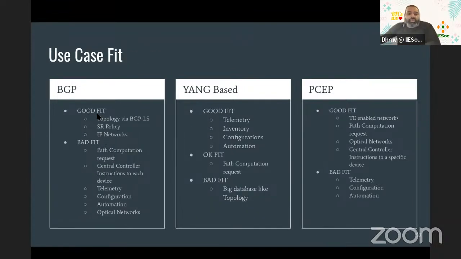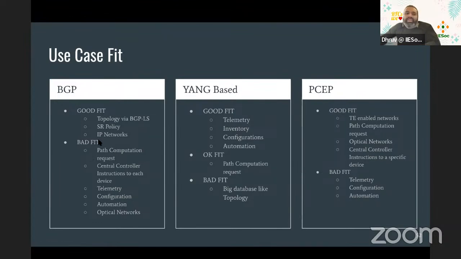Use case fit. I think the good fits, BGP-LS is one of the best fitting use cases that we see for BGP. SR policy is also quite good. They have individual address families, so SR policies can easily fit into the BGP messages, and it is very well suited for IP, MPLS, SR networks. YANG is a good fit when it comes to telemetry, inventory, configuration, automation. That's where they excel the best. PCEP excels in traffic engineering networks, optical networks, the PCC kind of use cases where you are giving programmatic instructions to the devices. That's where PCEP does quite well.